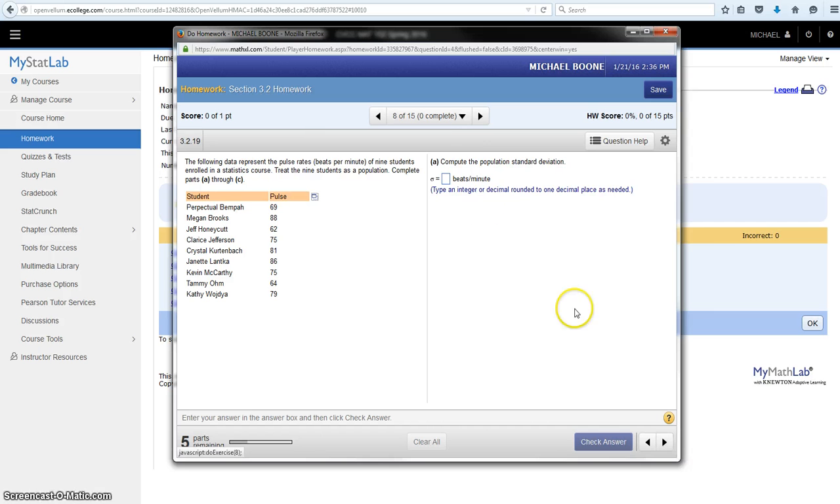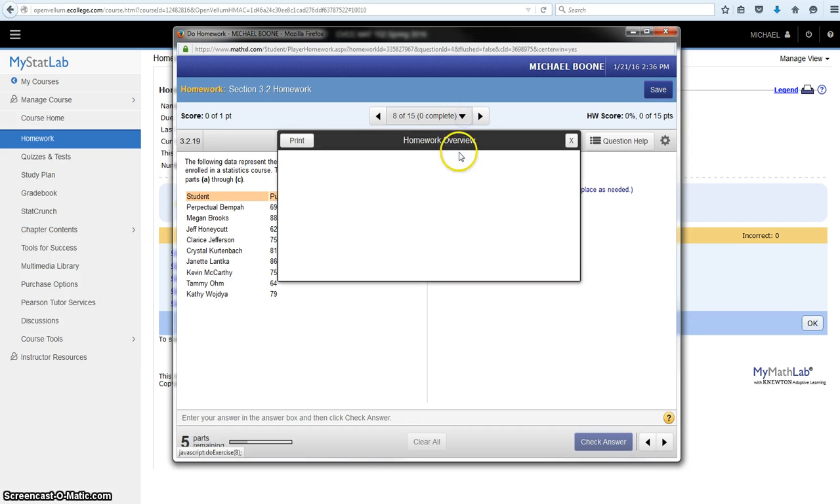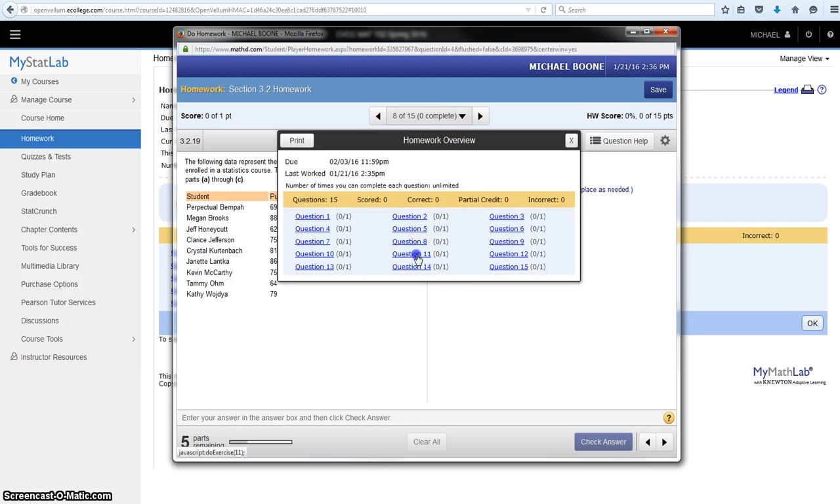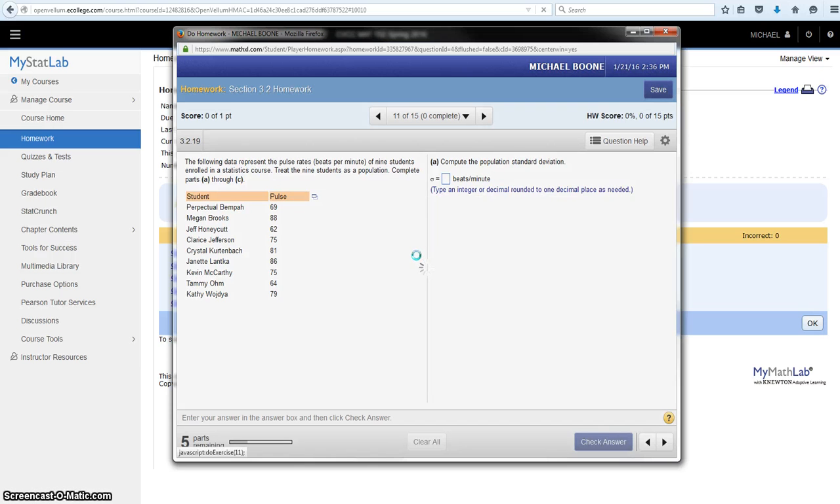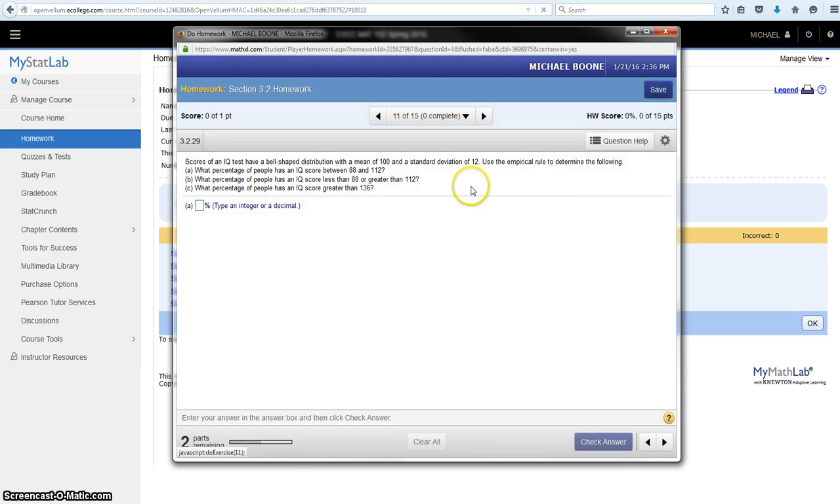Also wanted to look at number 11, because number 11 gets us talking about the empirical rule.